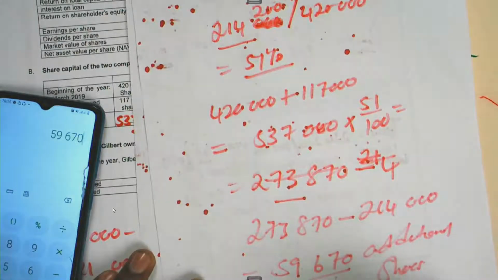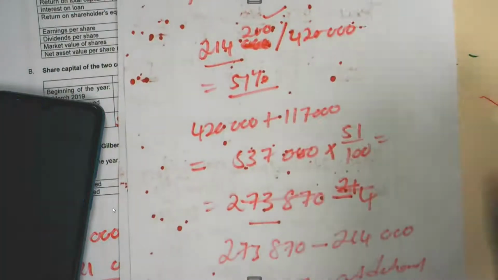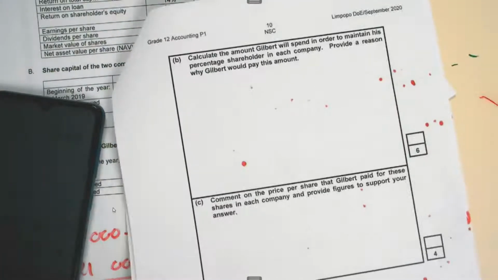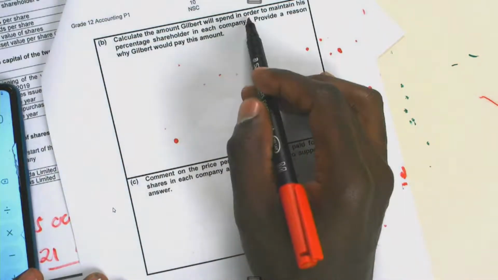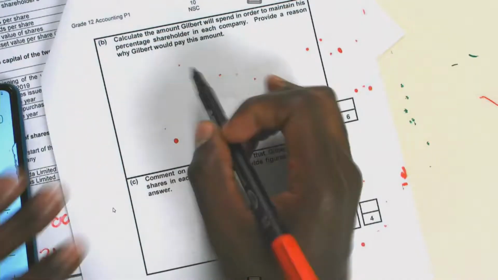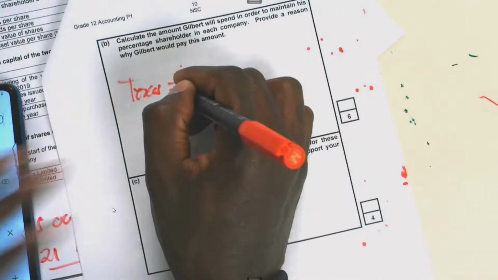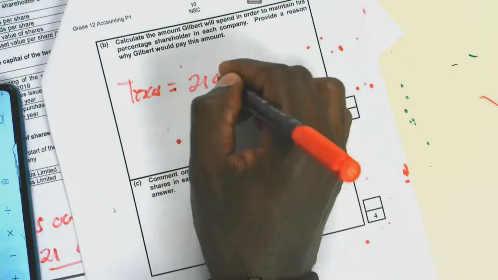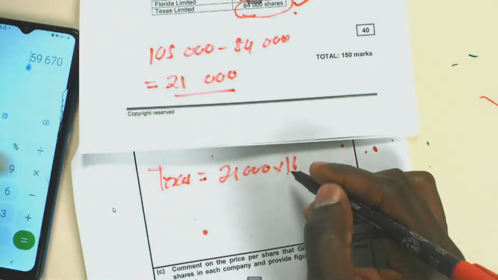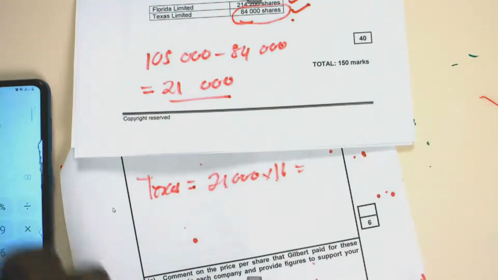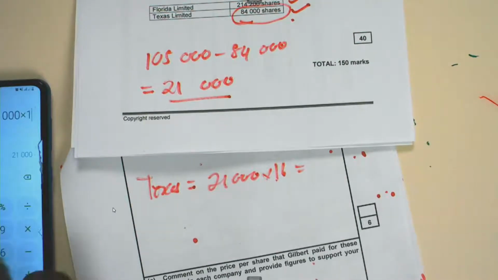ownership in the company. And then the last question that we have to do is to calculate the amount that Gilbert will have to spend in order to maintain his percentage. Remember, in the Texas company, he must buy at least 21,000 shares. Now let us go to the information to look at the market price of the Texas company shares. It is 16 rand. The value will be 21,000 multiplied by 16.